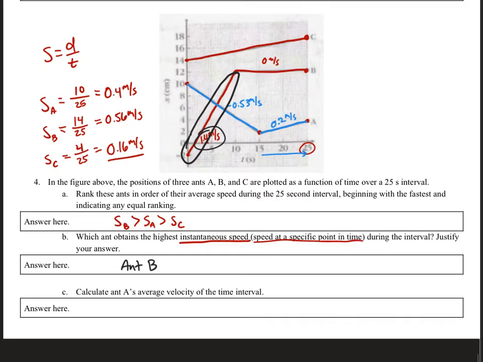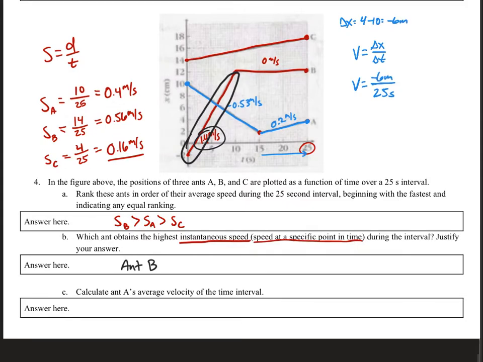All right, last one. Calculate ant A's average velocity for the time interval. So remember, average velocity is displacement over time. So the time interval is 25 seconds. What was ant A's displacement from beginning to end? Well, it starts at 10. It ends, we're saying, at 4. So if I do final minus initial, it ended at 4, it started at 10. Displacement was negative 6 meters.